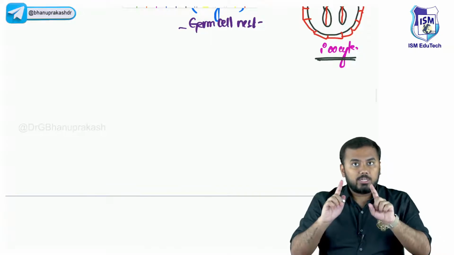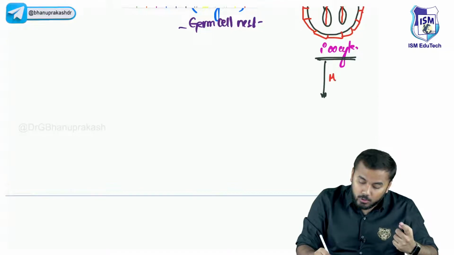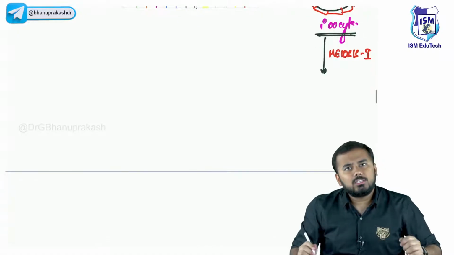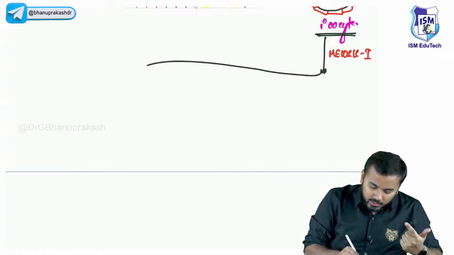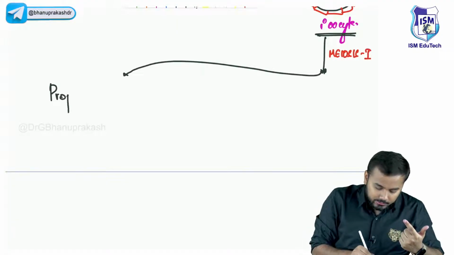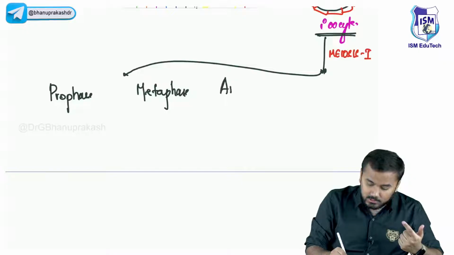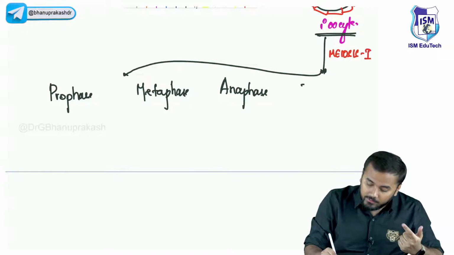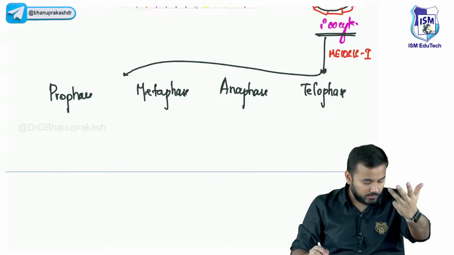Now, once the primary oocyte is formed, it will enter a stage called meiosis 1. Okay, in meiosis, what are the stages, guys? Let me write it down. In meiosis 1, we have stages like prophase, metaphase, anaphase, and telophase. Okay, prophase 1, metaphase 1, anaphase 1, telophase 1.